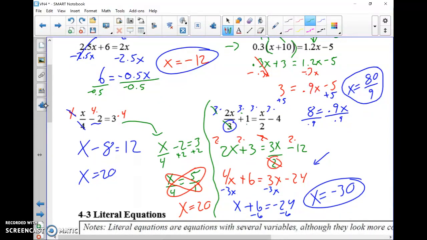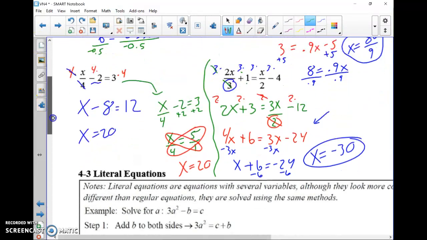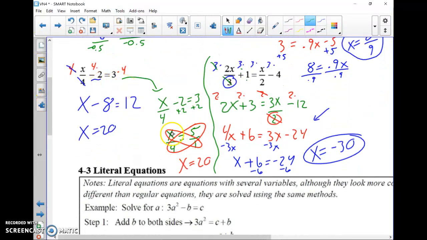And so that's it. When you've got decimals, just work with decimals. Let your calculator help you out. If you've got fractions, if you can do proportions, cross multiply. But if not, just multiply out that denominator one at a time. Get rid of it. And then don't forget to check your answers.